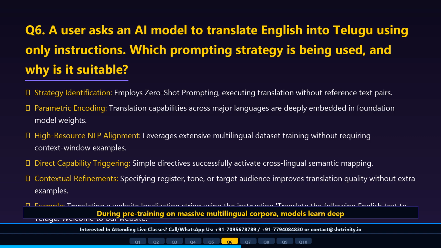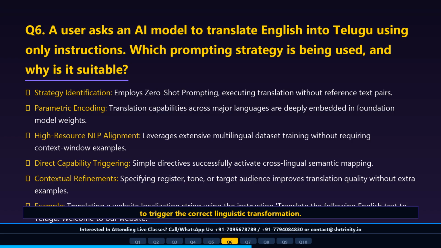During pre-training on massive multilingual corpora, models learn deep cross-lingual semantic representations. The mapping between English words, concepts, and target languages like Telugu is already encoded within the model's neural network weights. Therefore, you do not need to consume prompt tokens displaying translation memory pairs. A direct instruction is sufficient to trigger the correct linguistic transformation.